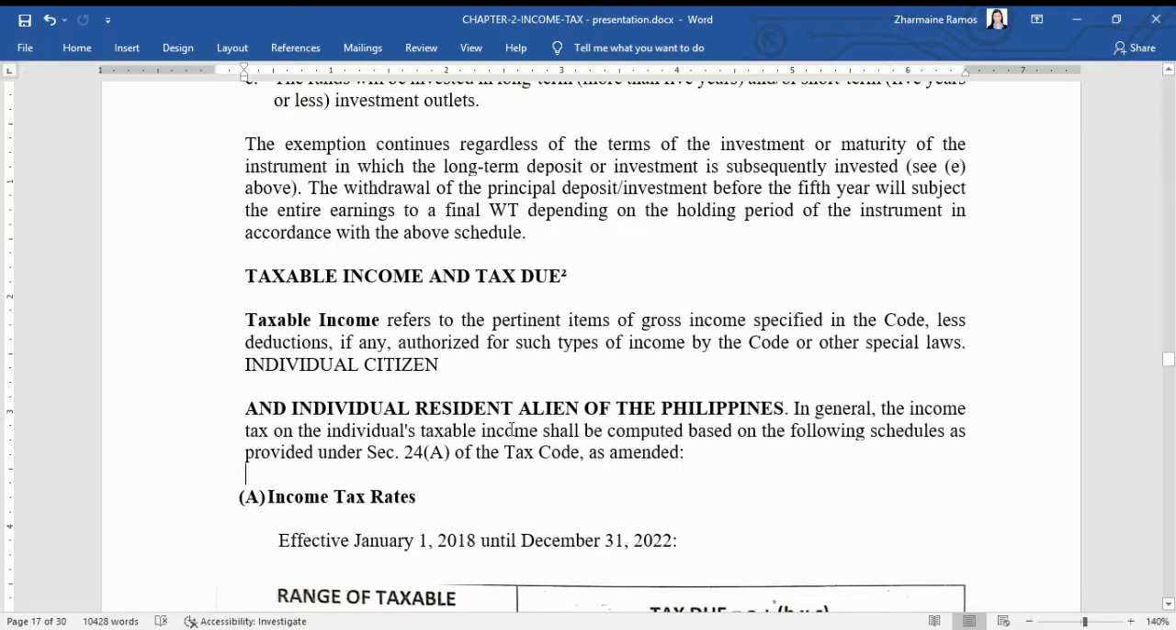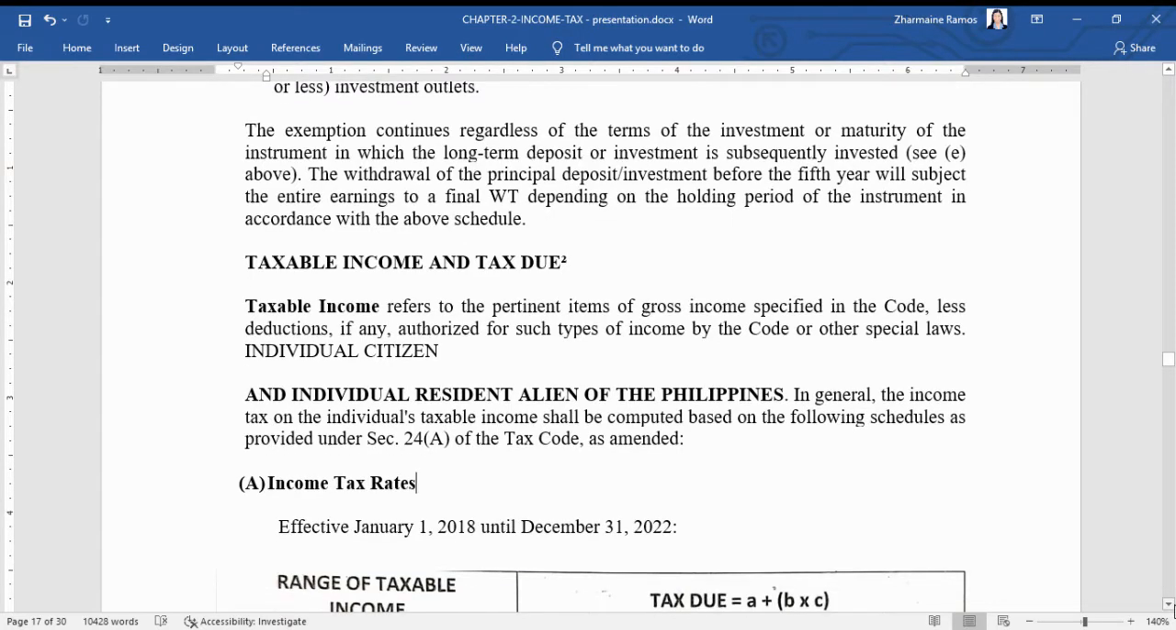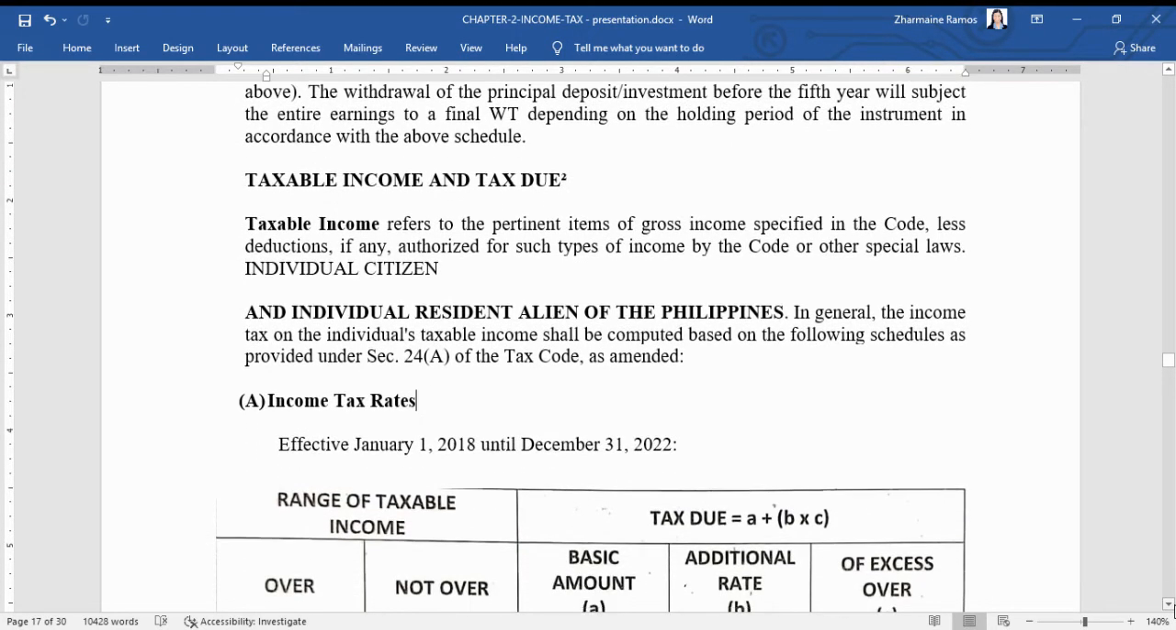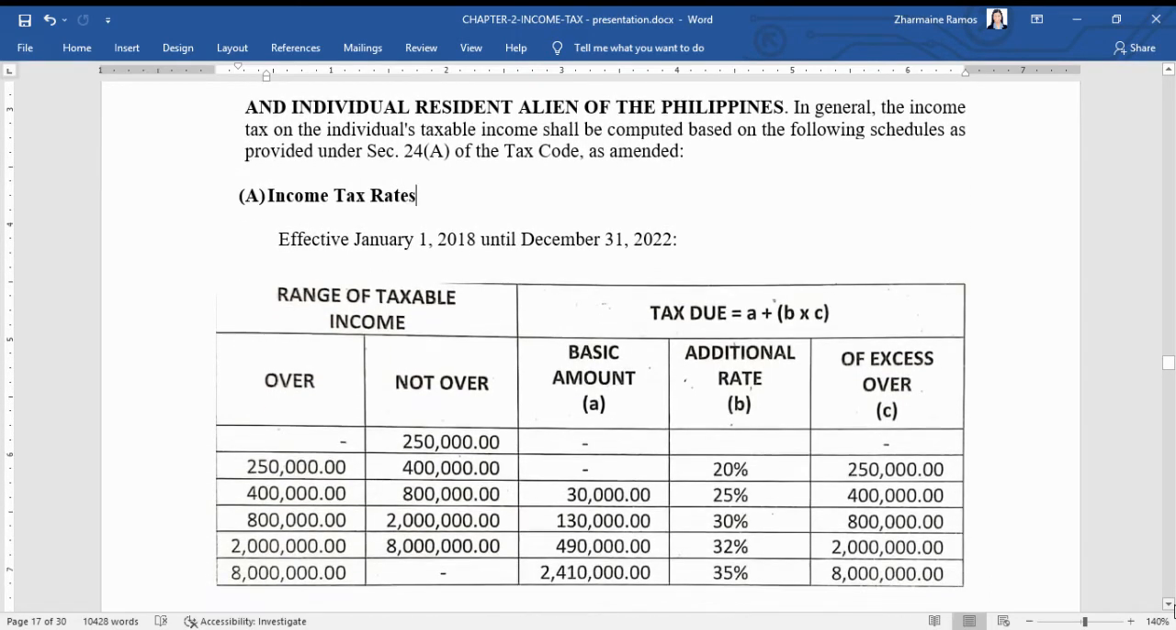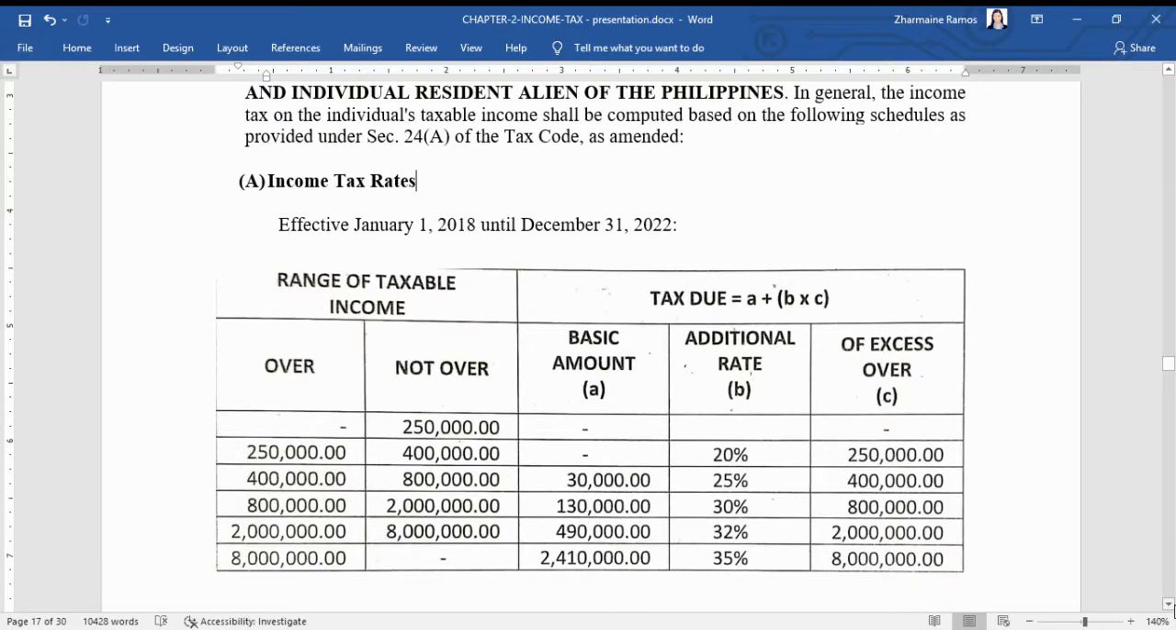So, individual citizen, an individual resident alien of the Philippines. So, in general, the income tax on the individual's taxable income should be computed based on the following schedules as provided by Section 24A. So, ito yung mga rates, income tax rates, effective January 2018 until December 31, 2022. So, ito yung mga naging effect ng TRAIN law.